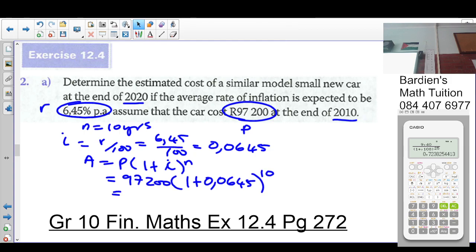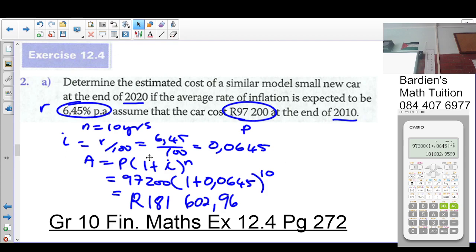Alright, so that gives us 97,200 into 1 plus 0.0645 to the exponent 10. It's going to be 181,602.96.